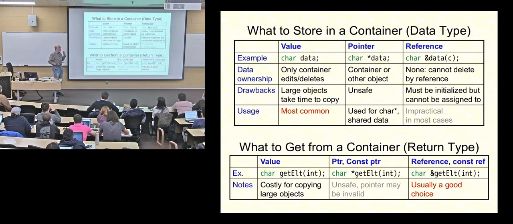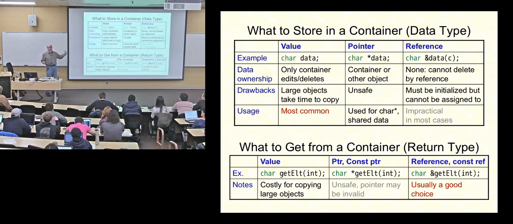Now, what am I actually going to put in my container? Let's say I've got character data. What am I going to put in my container? Am I going to make a vector of characters, a vector of char pointers, a vector of char references? What am I going to put inside? Well, if I store characters, then the container gets to control all the access to those characters.